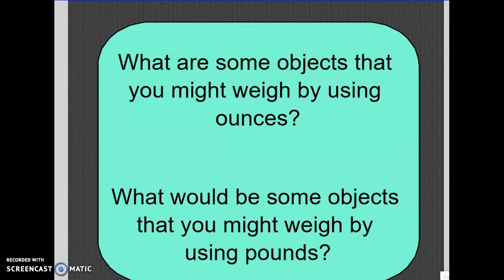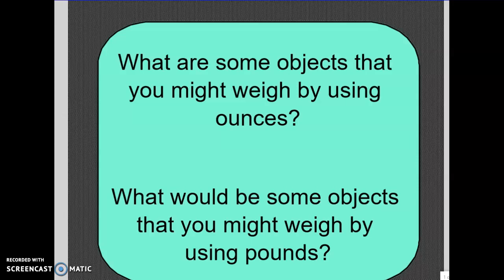So just to get you thinking, here's a couple questions. What are some objects that you might weigh by using ounces? Ounces is our smallest unit of measure for weight. What would you weigh in ounces? It's going to have to be something really light.